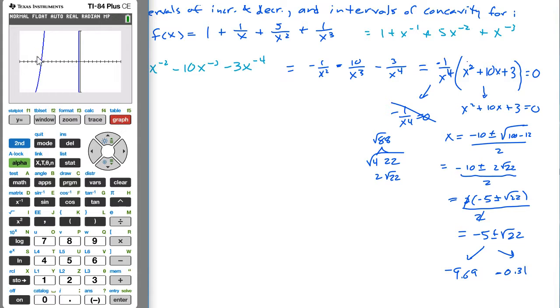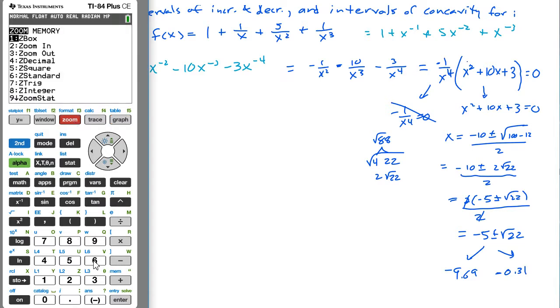Okay, and so we do see crossing points here where we expected, out near negative 9.69 and out near negative 0.31. Of course, this is super steep now because we're zoomed in so tightly to the x-axis. So we are seeing the expected behavior. That's good. All right, so now let's go back to a standard zoom.